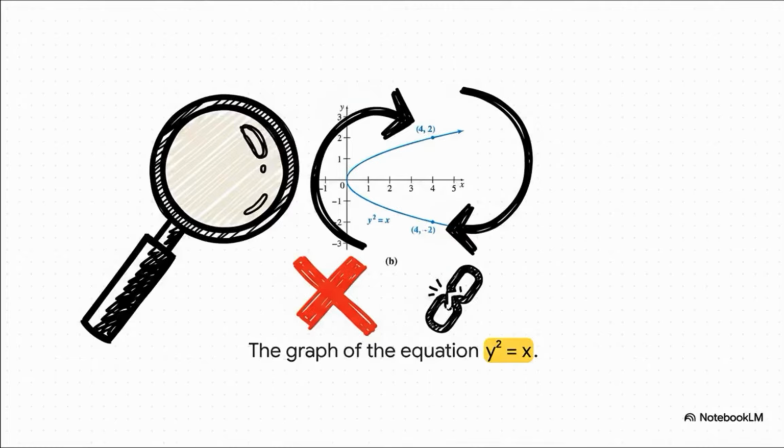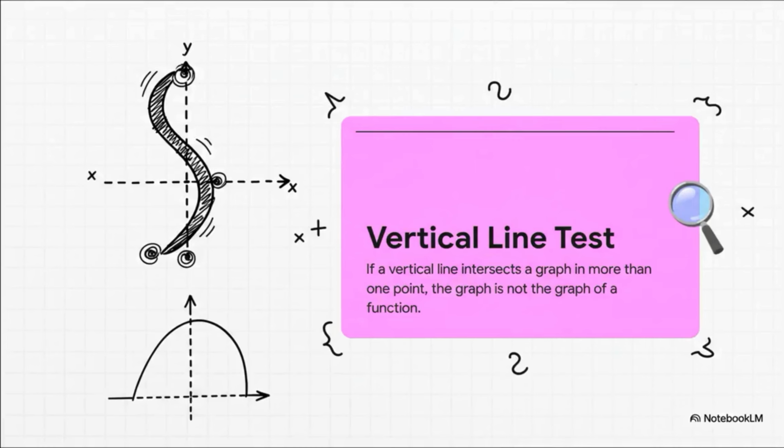Uh-oh. That's one input giving us two different outputs. And what did we say? That breaks our golden rule. Big time. And that right there is the whole idea behind the test.